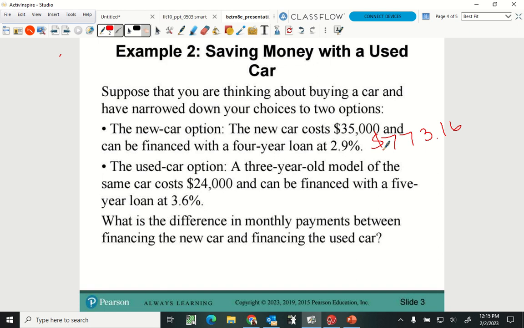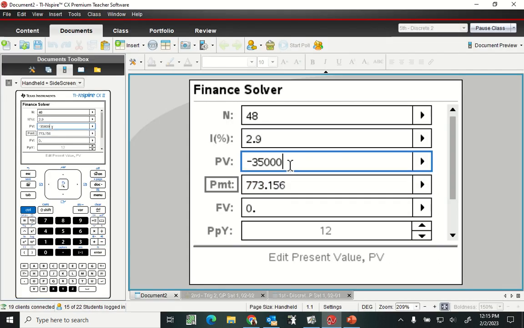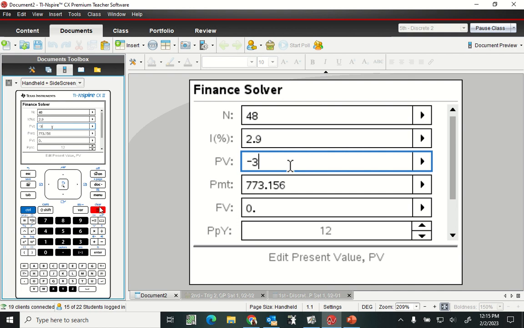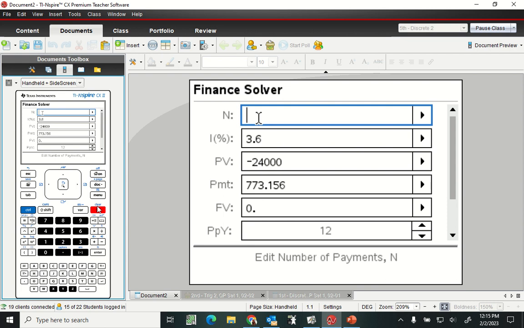The used one is 24,000. What's my interest rate? 3.6. How many months? 60. It's 5 years, isn't it? Yeah, it is 60.